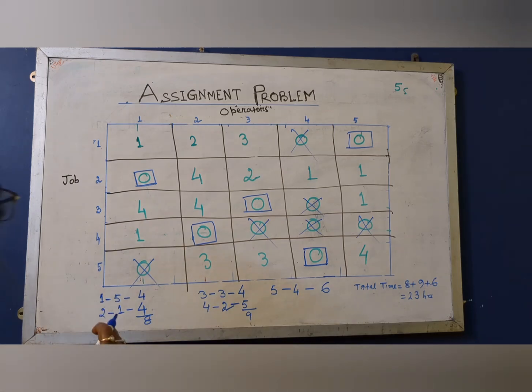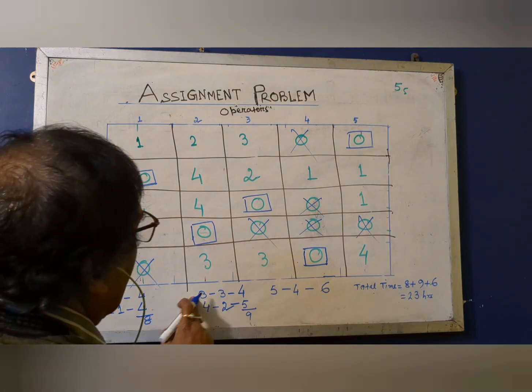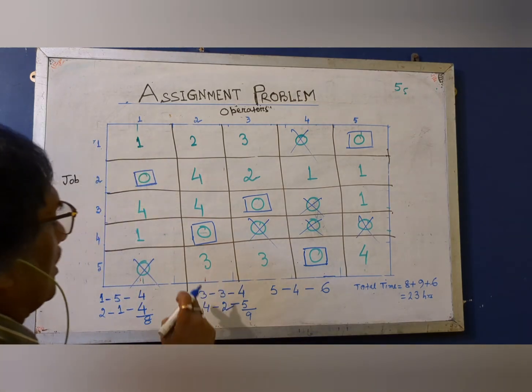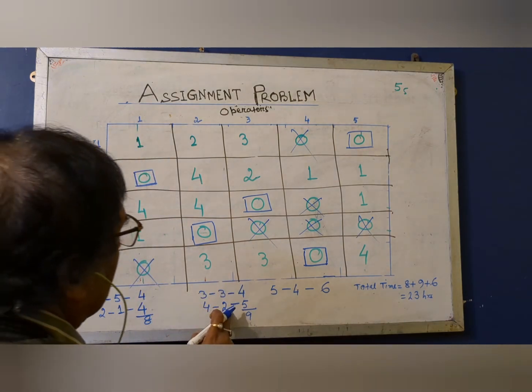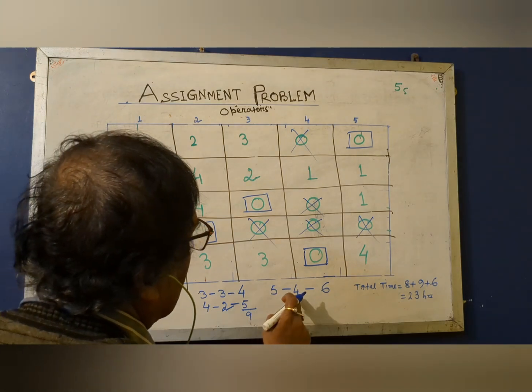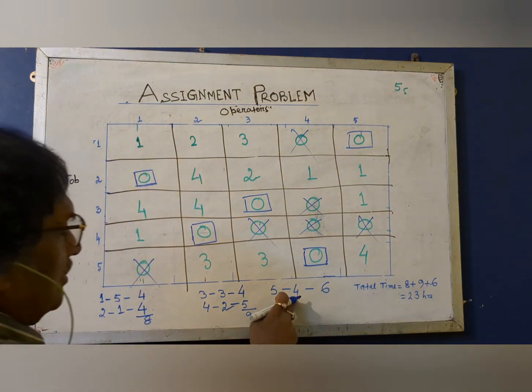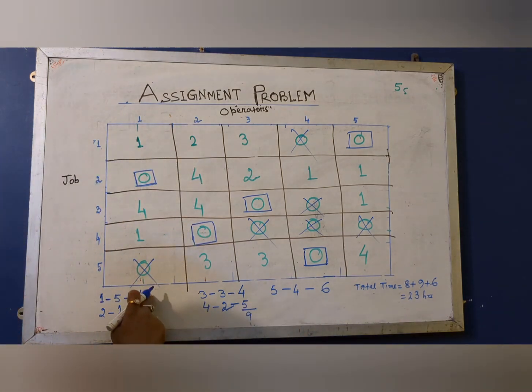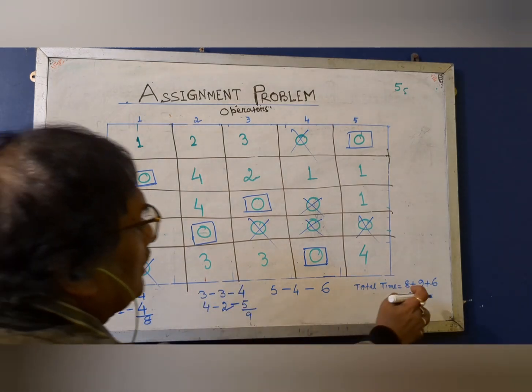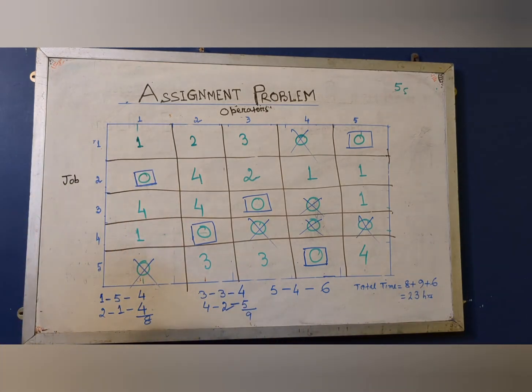So what will be your answer? The first job is to be allocated to operator 5. The second job is to be allocated to operator first. Third job is to be allocated to operator third. And fourth job is to be allocated to operator second. And fifth job to be allocated to operator 4. And the time you have to put from the original table, as I already mentioned, and the total time required will be 23 hours.